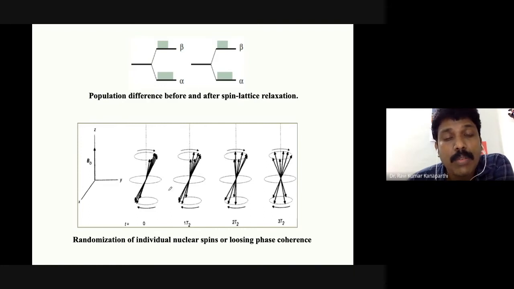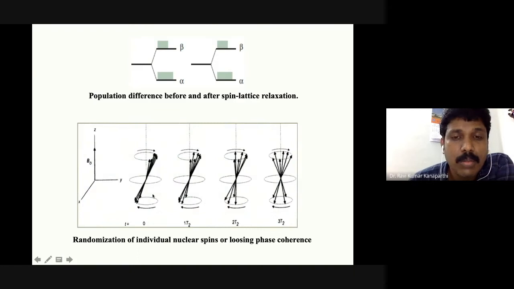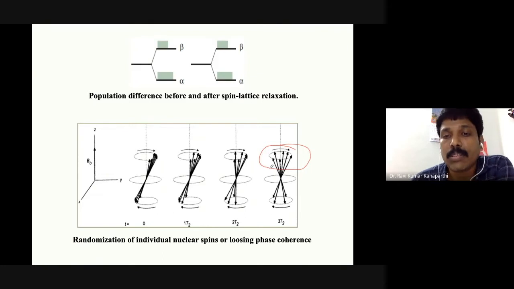Now, after stopping the radio frequency pulse, which is generally the case, you apply it for about 10 to 12 microseconds, and then the pulse is stopped. Once the pulse is stopped, since they were rotating together, they now try to go back to their original position. They will try to reorient along different directions of a cone. That is the actual thing.